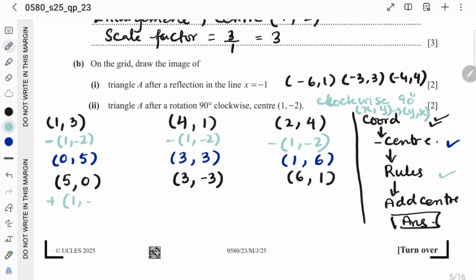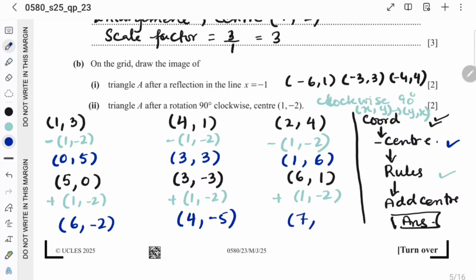Okay, now after that, we have applied the rules, we add the center also. So plus 1 and minus 2. We'll have 5 plus 1 is 6, and 0 minus 2 is -2. 3 plus 1 is 4, and -3 minus 2 is -5. And then 6 plus 1 is 7, and -1 minus 2 is -3. So they are your answers, which will be exact.